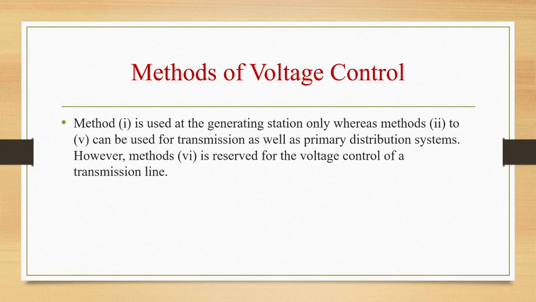Method 1 is used at the generating station only, whereas methods 2 and 5 are used for transmission as well as primary distribution systems. But method 6 is reserved for the voltage control of a transmission line. Okay. Method 1 is used at generating station only. Second and fifth methods are used for transmission and primary distribution systems. Sixth method is reserved for the voltage control of transmission lines.